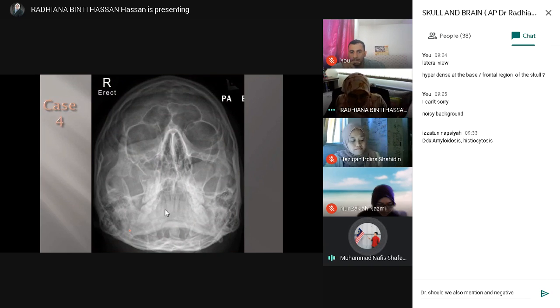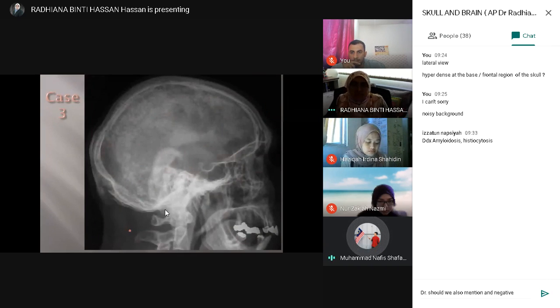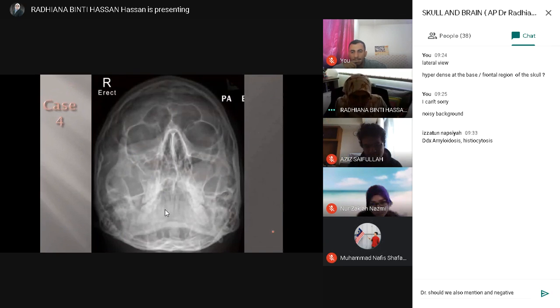Yes. Case 3 just now, the one at the teeth, is it normal? The one at the teeth, this one is a dental filling. Filling. Oh, filling. Okay, next.